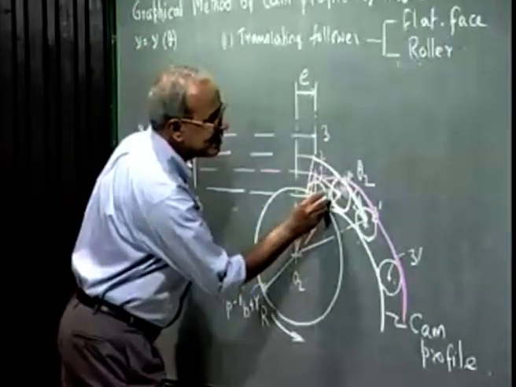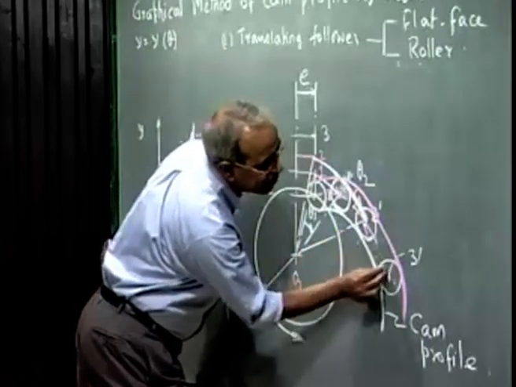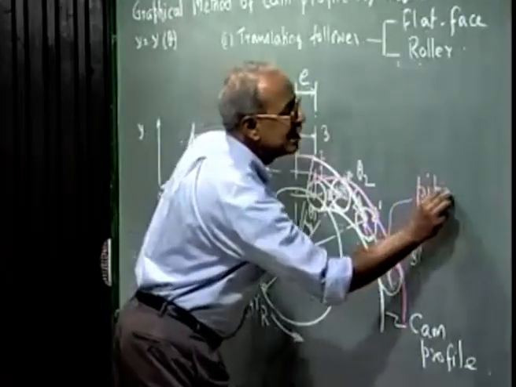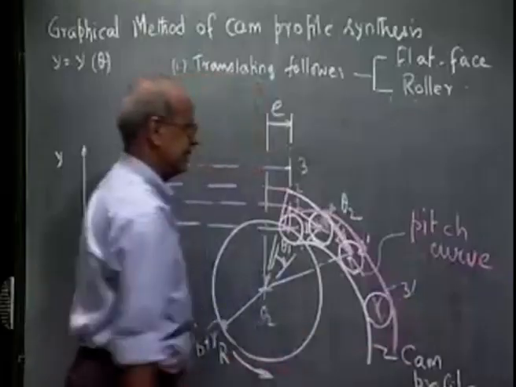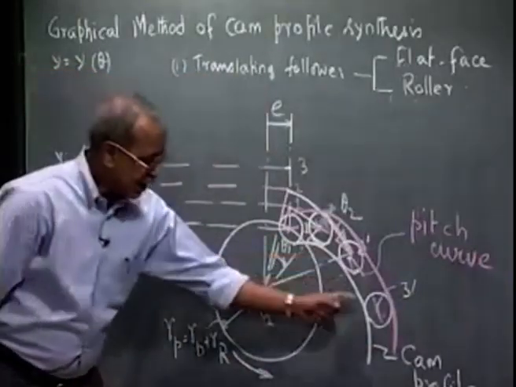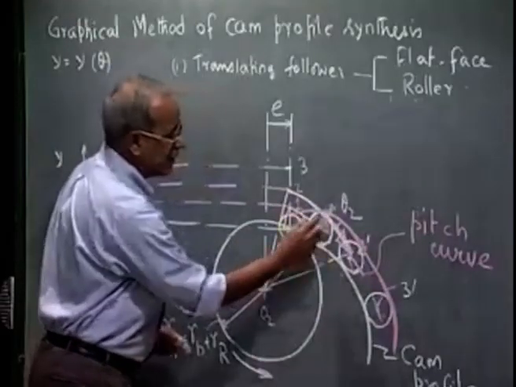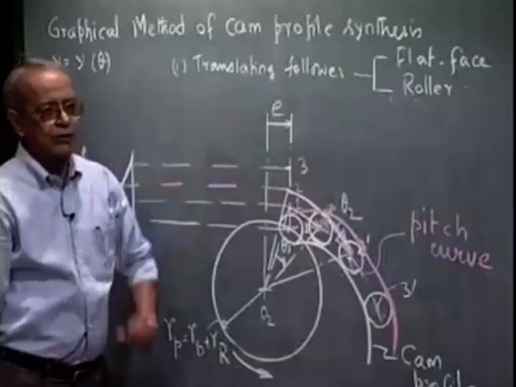Actually, this curve is nothing but what we call the prime curve, the pitch curve. So this is the cam profile if we have a spring, and this groove is the groove where I have to put the roller when I don't need to use the spring using a roller follower.